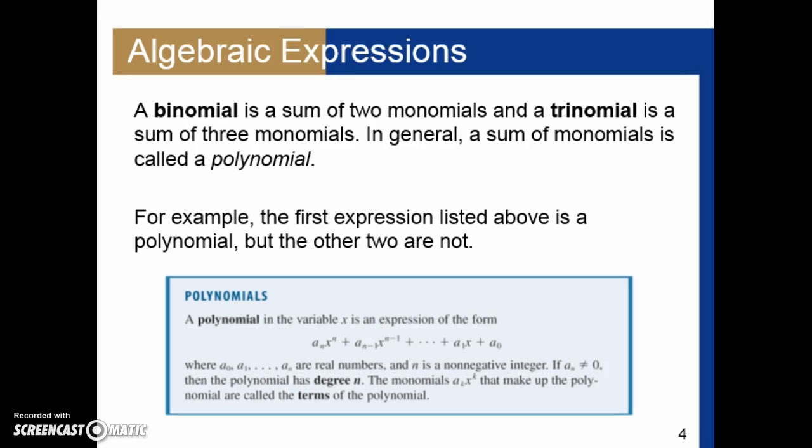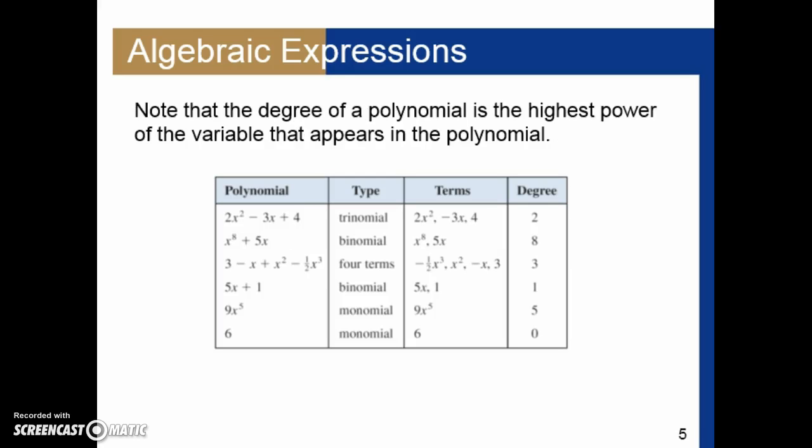And the further we go up in mathematics, the more we're working with polynomials as opposed to algebraic expressions with two terms or three terms like binomials and trinomials. So the degree of the polynomial is the highest power of the variable that appears in the polynomial. We see here that the highest power that appears is a 2. So this is a trinomial because there are three terms that has a degree of 2. Here is a binomial that has a degree of 8.